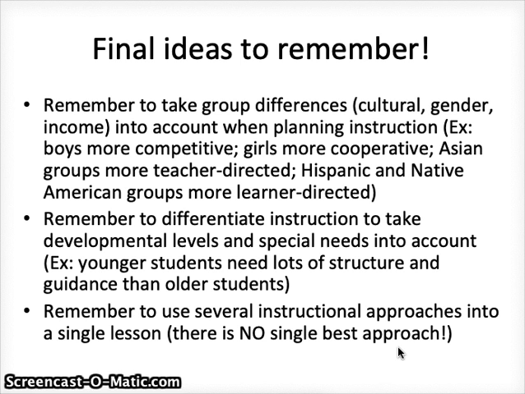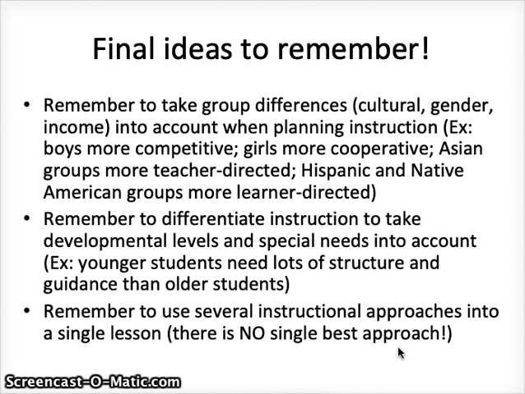Other things to remember is to differentiate instruction, known as DI, to take all the levels of students into account and any special needs that there might be. Okay, so for example, developmental levels of, let's say, younger students needing a lot more structure and direction and steps of how to do things, and older students needing a little less of that. So again, being a little more involved with the younger students when walking around if they're directing themselves, or to give them more guidance than you would older students once directions are clear.